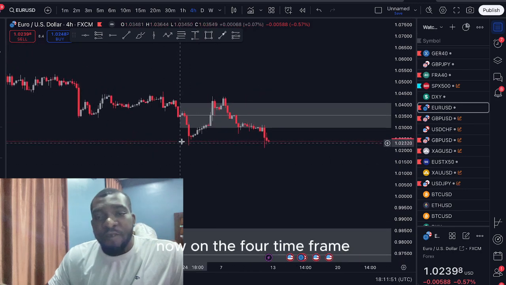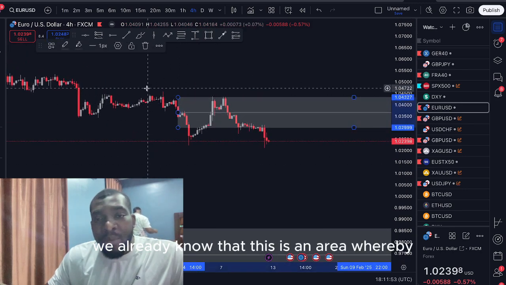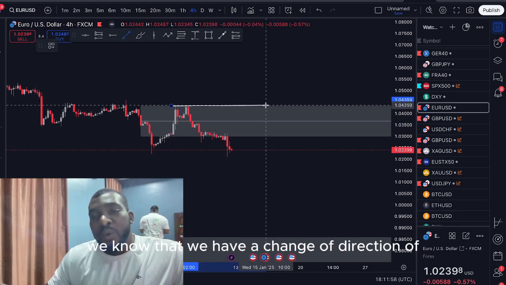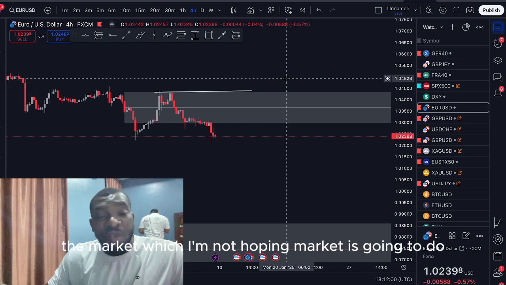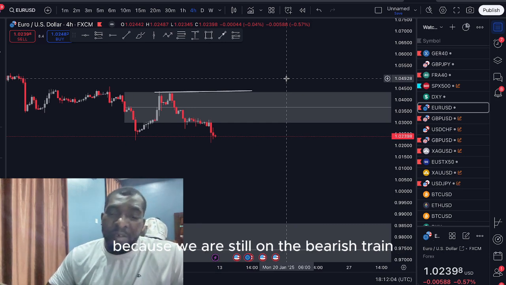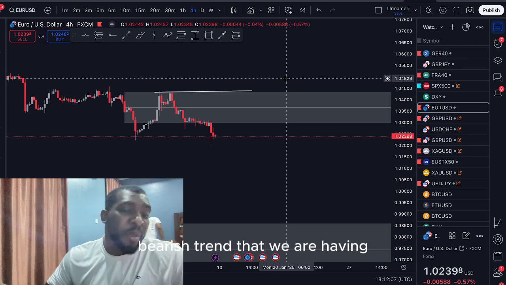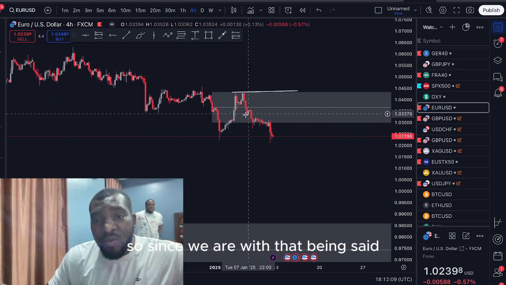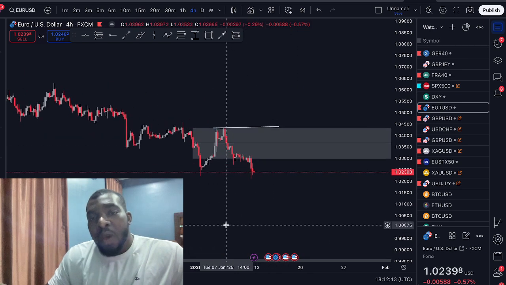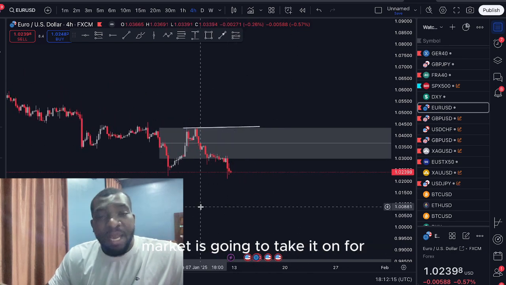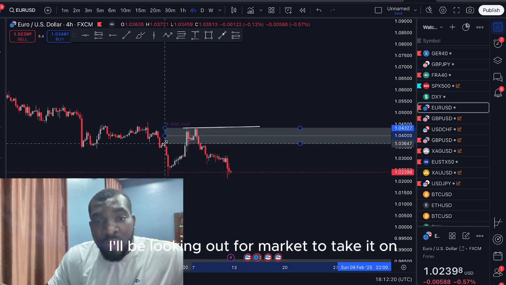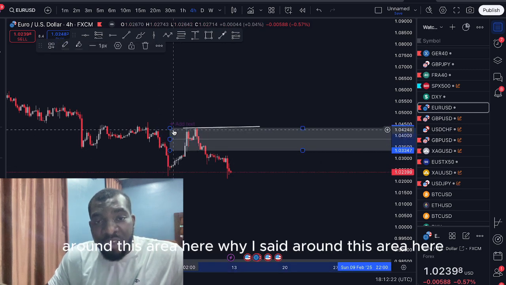Now, on the 4-hour time frame, we already know that this is an area whereby if market should take out this high here, we have a change of direction of the market, which I'm not hoping market is going to do, because we are still on a bearish trend, which is a very strong bearish trend that we are having. So, with that being said, we are hoping that market will not exceed this high here. What we are looking out for is the next zone market is going to take a turn from. For me, this is the zone I'll be looking out for market to take a turn, around this area here.